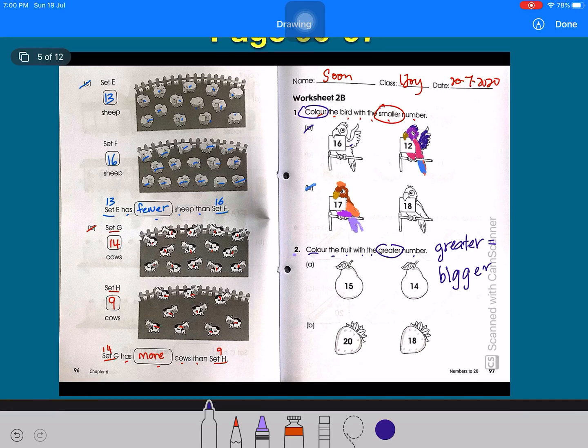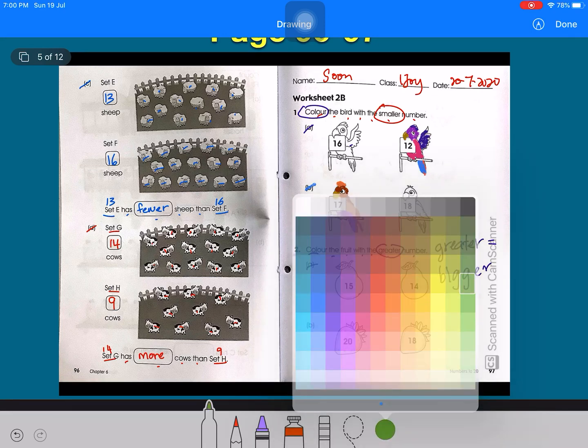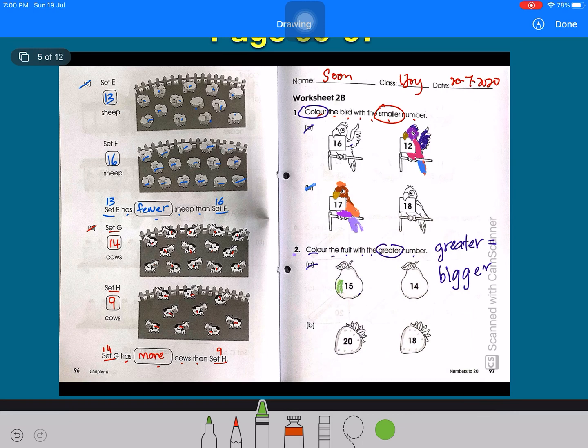So when you color the fruit, 15, exercise A, 15 and 14. Which number is greater? Yes, 15 is greater. So 15 is bigger. So we color the fruits with the greater number, the big number.